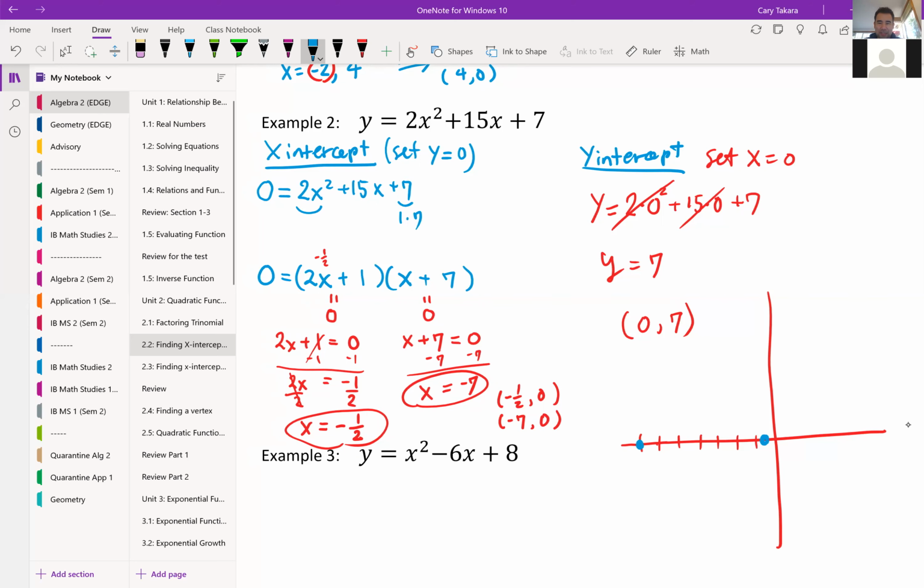And then we also said the y-intercept is 7. 1, 2, 3, 4, 5, 6. So what's happening here is we've got a parabola. Okay, it's not very accurate. So we've got a parabola like that. Okay.